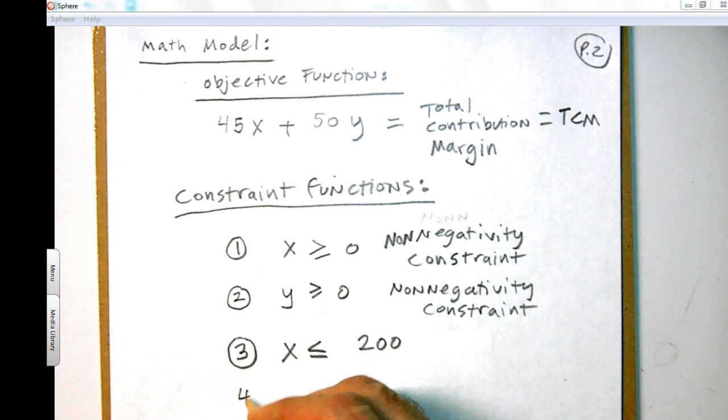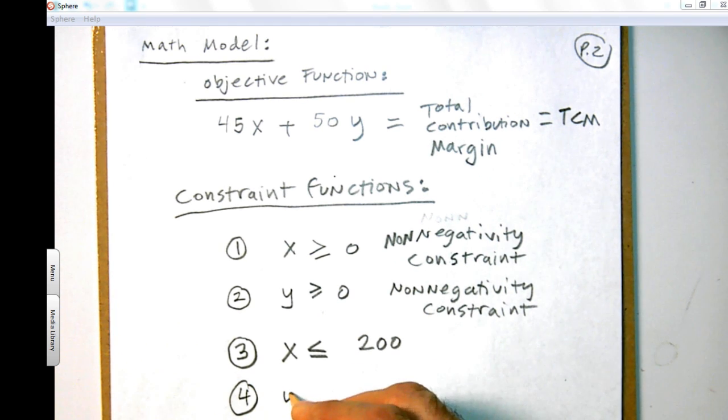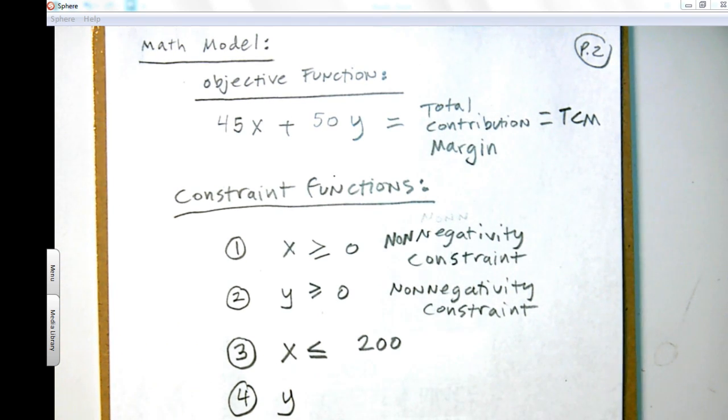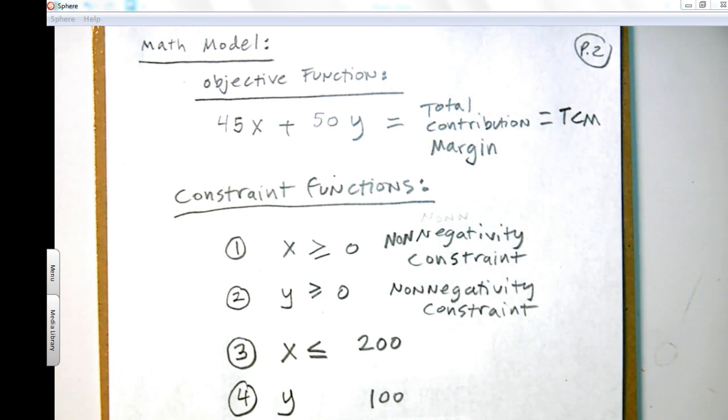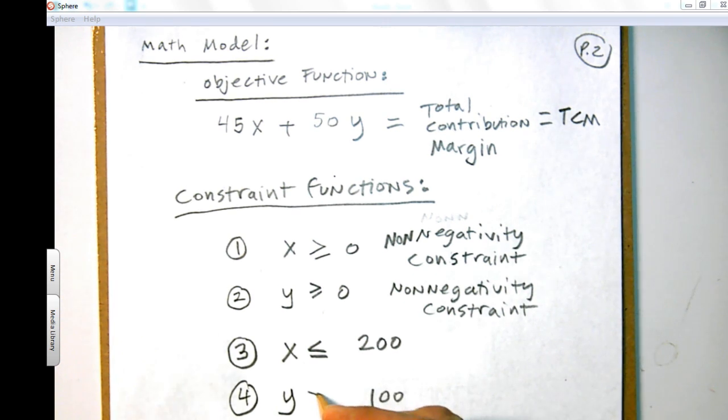Our fourth equation is for the number of units for laptop 2, and that has a min amount. We have a contract already signed, guaranteed, that we have to ship 100. So in this case, the smallest y can be is 100. So y has to be greater than or equal to 100.